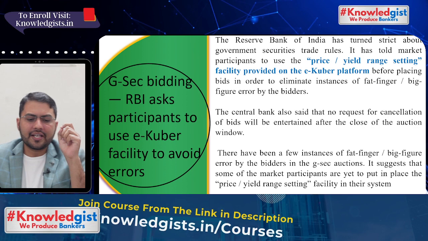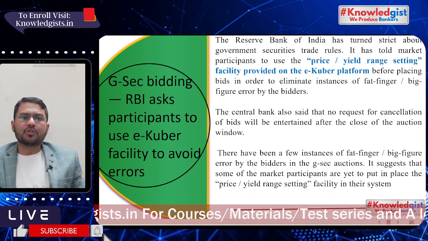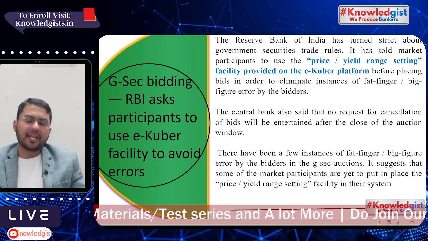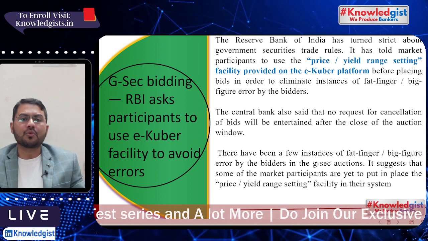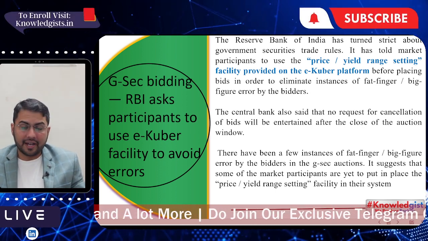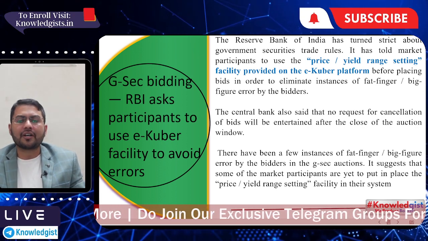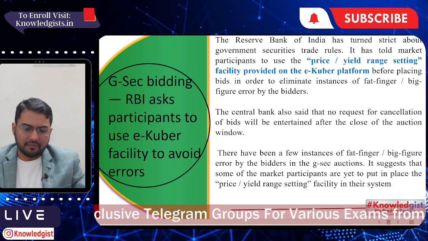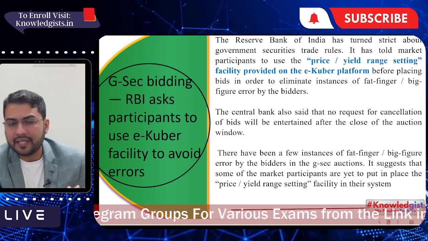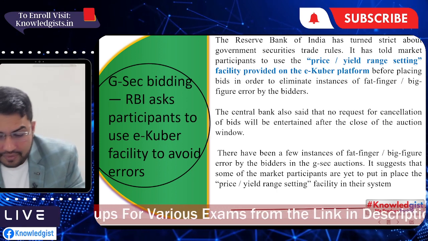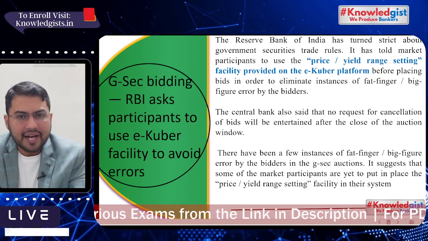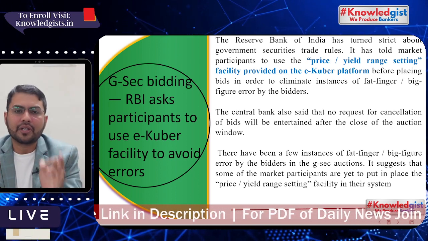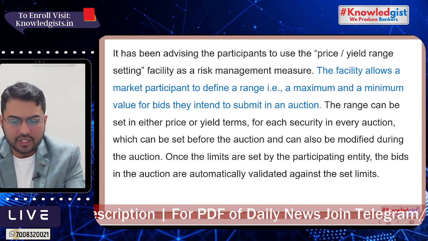So now, the GSEC bidding and RBI asking participants to use the e-Kuber facility. Due to some mistakes in yield range setting in government securities, RBI has mandated all participants to mandatorily register and trade with e-Kuber. E-Kuber is like a stock exchange for government securities, maintained by the Reserve Bank of India. This is the trading platform for government securities, and the trades that were happening outside e-Kuber were having some big figure errors and fat finger errors, and that's why the Reserve Bank of India has now mandated everyone to mandatorily shift to e-Kuber. Many times we have discussed e-Kuber.